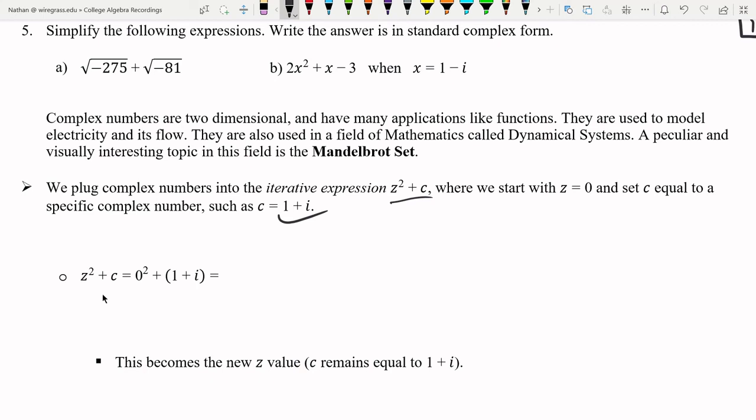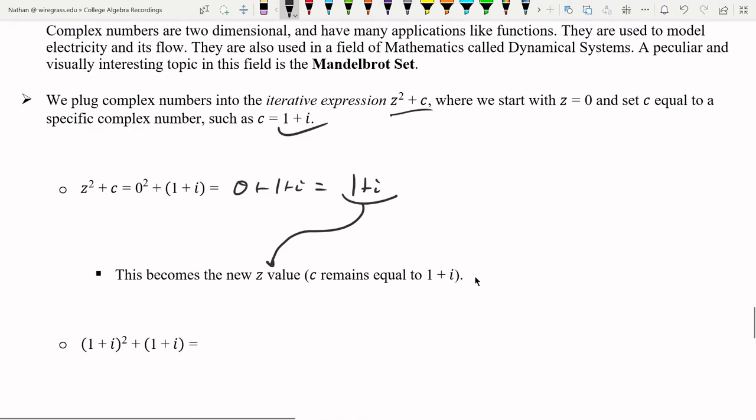z is just 0. c becomes 1 plus i. That's going to give us 0 plus 1 plus i, which is just 1 plus i. This becomes the new z value. However, c will always remain at 1 plus i. Okay, let's do it again. So this is what was meant by iterative. You do it again and again and again.